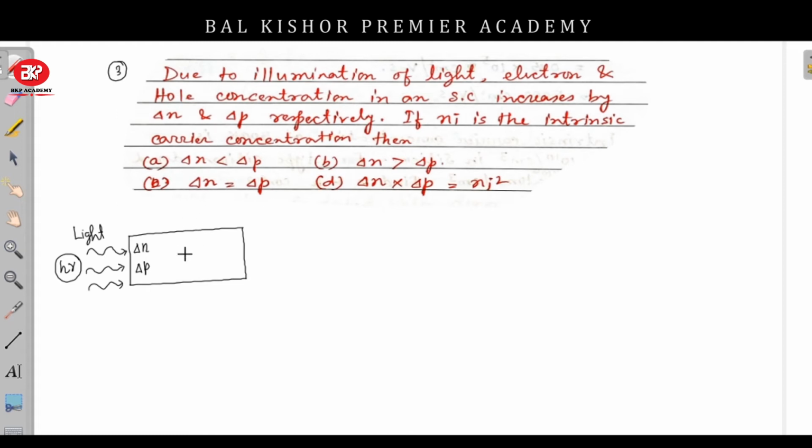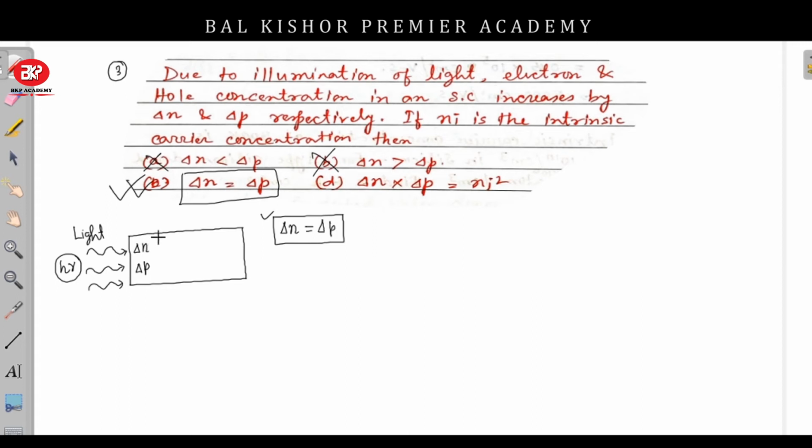Now if ये जो del n और del p है, this is generated due to the incident of the photon energy. That means जितने amount of electrons, excess electron concentration produce होंगे, same amount of hole concentration excess produce होगा. That means del n और del p दोनों सेम होंगे. अगर del n और del p सेम होगा तो पहला वाला ऑप्शन तो कभी नहीं होंगे, दूसरा वाला ऑप्शन कभी नहीं होंगे. So C option, ये वाला C option will be the right answer.